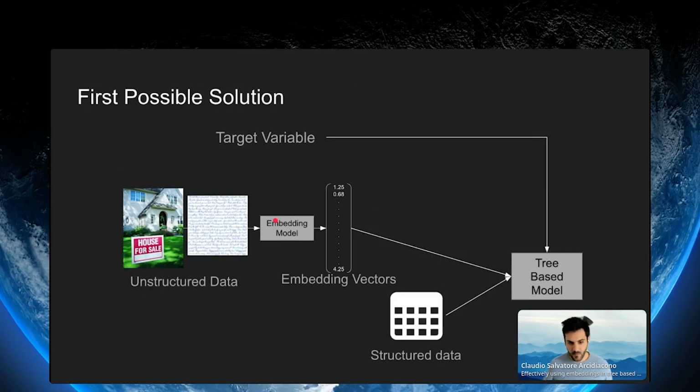Right. Once we obtain a structured version of our unstructured data, one way to solve this problem is to concatenate our embedding vectors with our structured data. Because we're concatenating structured data with structured data, we obtain a dataset of only structured data, and we can proceed with training our tree-based model as we usually would, as if we had only structured data. This is definitely one way to solve the problem, and if your unstructured data is relevant for your problem, it is likely to already give you some performance gain.